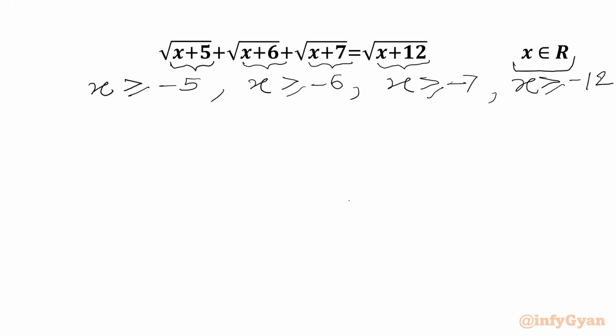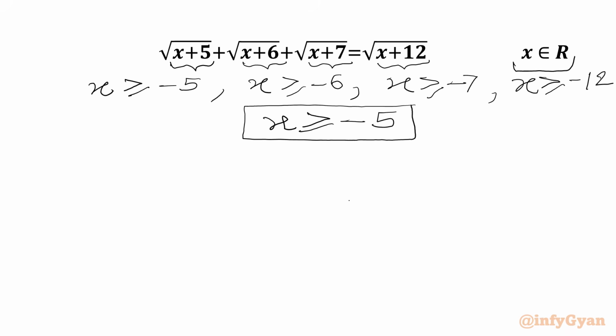So we have 4 conditions on x. If we take the intersection, we will get x should be greater than or equal to -5. Our answer should be greater than or equal to -5.